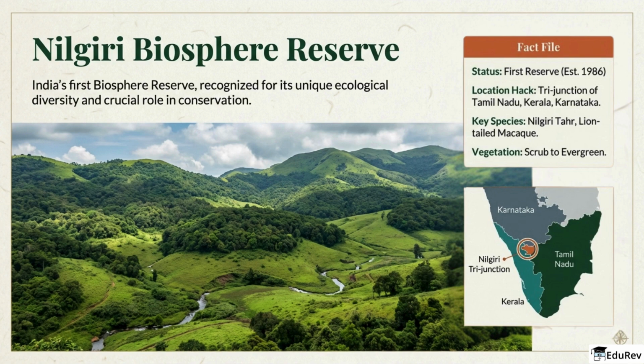And the vegetation range is also important. It runs from scrub to evergreen. So Nilgiri is not a single uniform forest block. It is ecologically diverse, which is exactly why it became the first biosphere reserve.